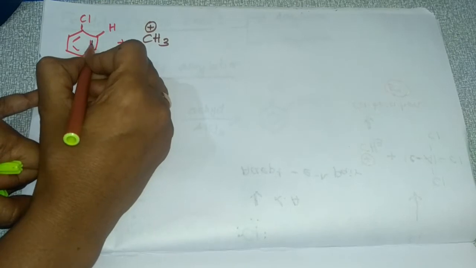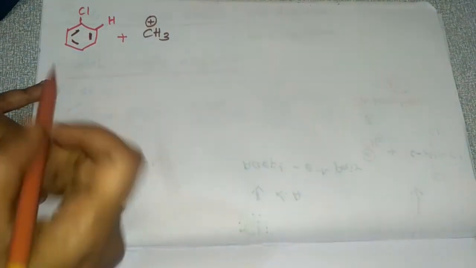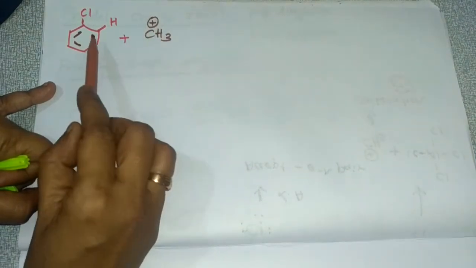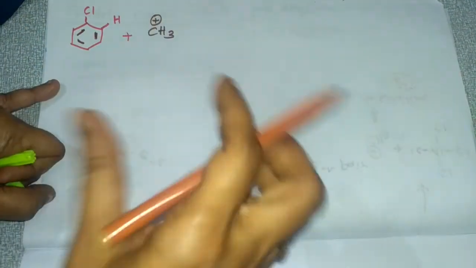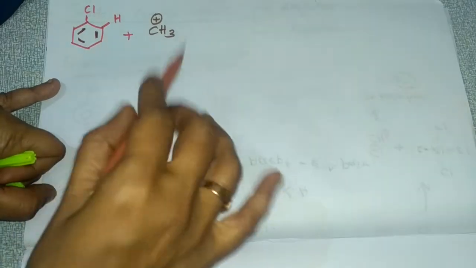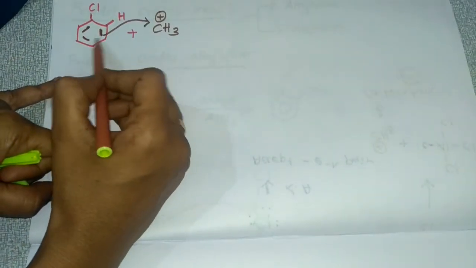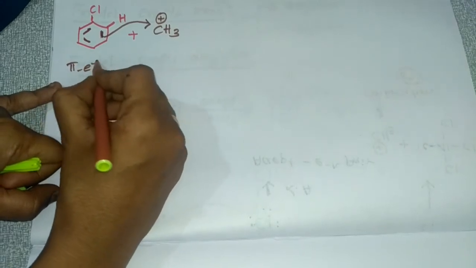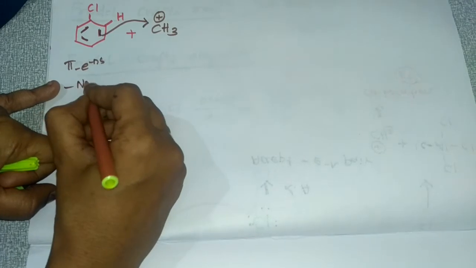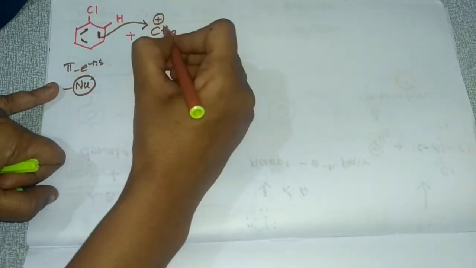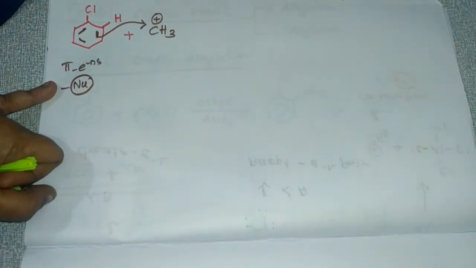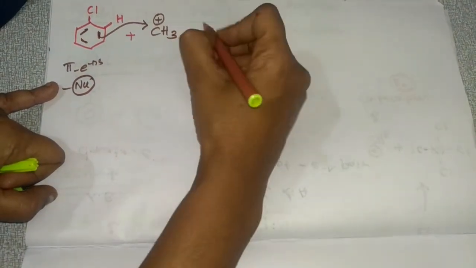These are the pi electrons present in the benzene ring. This is an electrophile, and the pi electrons will act as a nucleophile and attack this carbocation. So the pi electrons present in this benzene ring will act as a nucleophile, and it will attack this carbocation.